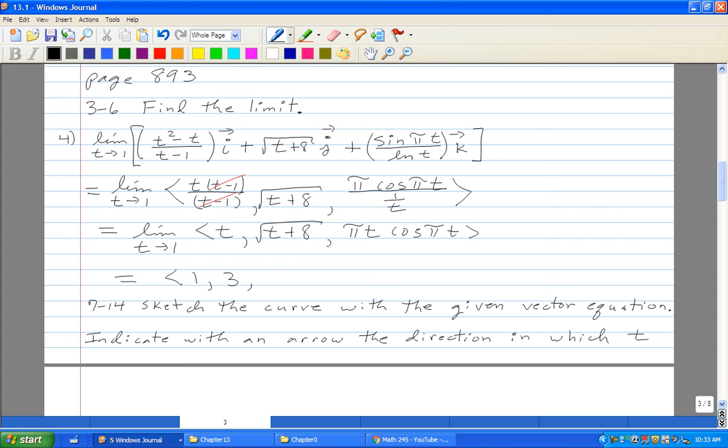Pi times t is just pi. Cosine, and then pi times t is, again, pi. Cosine of pi is 0 times pi is 0. And that is your limit.